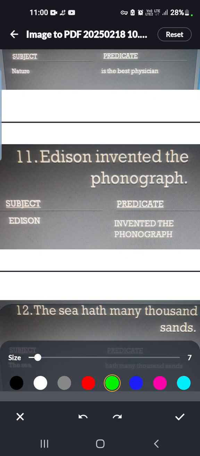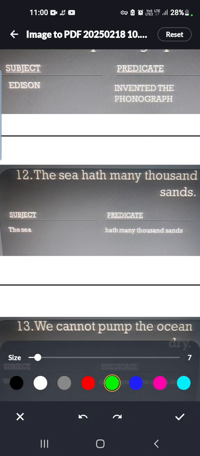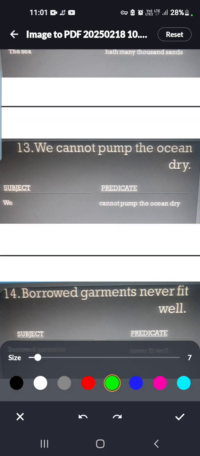Number 11th: Edison invented the phonograph. Edison is the subject and invented the phonograph is the predicate. Number 12th: the sea hath many thousand sands. We are talking about the sea, so the sea is the subject, and what are we saying about it? That it hath many thousand sands. So hath many thousand sands becomes the predicate. Number 13th: we cannot pump the ocean dry. We are talking about we in this sentence, so we is the subject and the predicate is cannot pump the ocean dry.